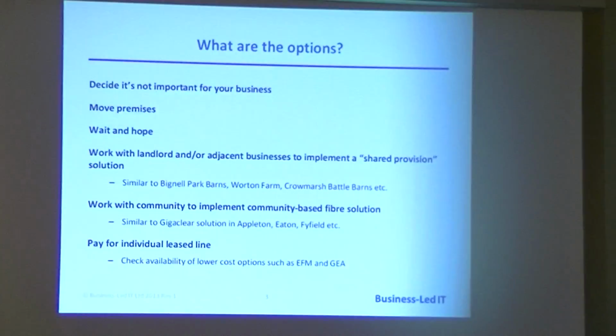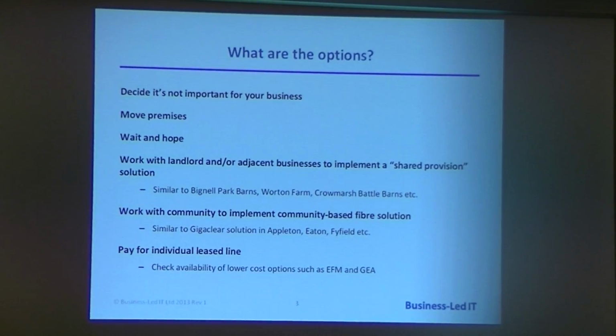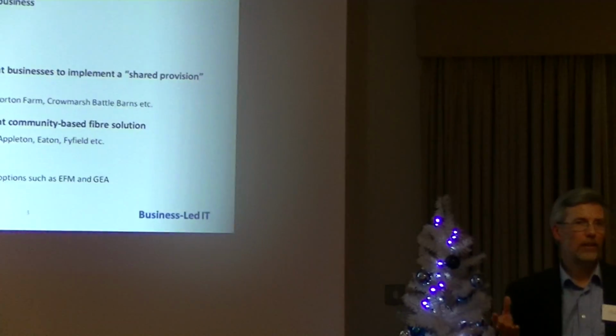So moving on, the question is, okay, what are the options? What can you do about it? The first one, and I guess it probably doesn't apply to you because you maybe had to come here tonight, is decide it's not important. Next one, move premises to somewhere that has got a fast connection. You can wait and hope that the OCC plans will deliver what's required, and BT themselves will agree there's a degree of uncertainty when they actually get on the ground. The premises they will be able to connect, the reality will be different in various respects from the plan.